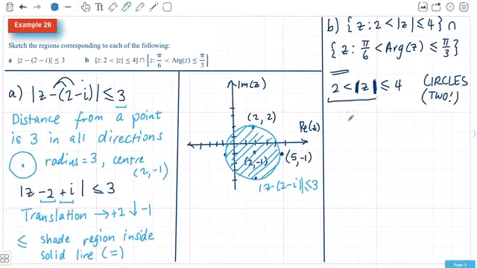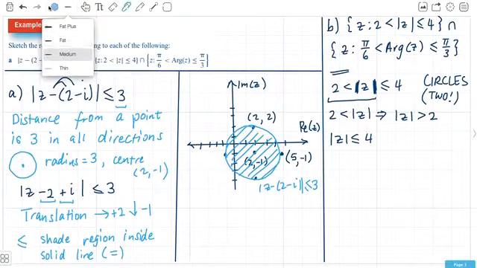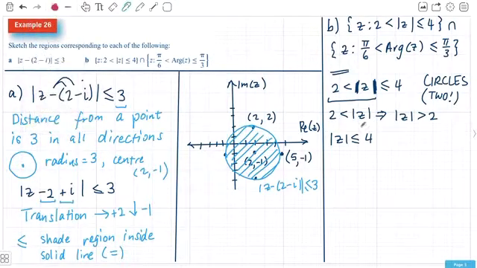Let's look at this first half here. We've got 2 is less than mod z. And if I just rewrite that, we've got mod z is greater than 2. Okay. I've also got another one here, which is mod z is less than or equal to 4. Okay, so we've actually got two circles there, and if I highlight them, I'll write around them in red. It's these two here.